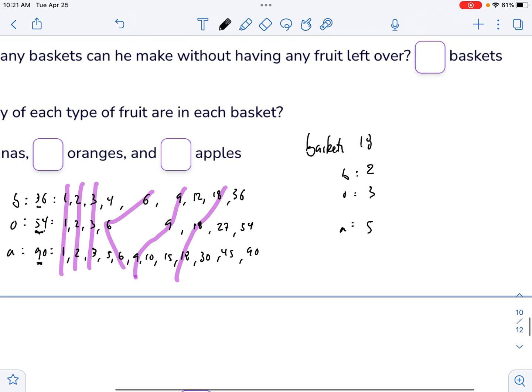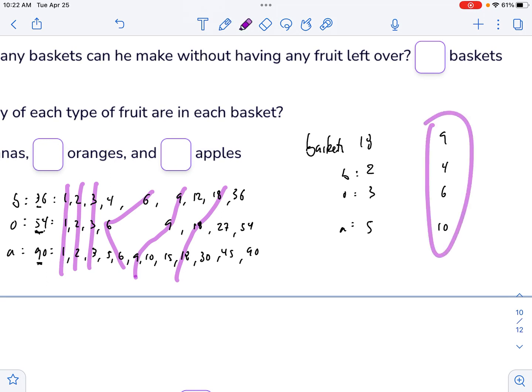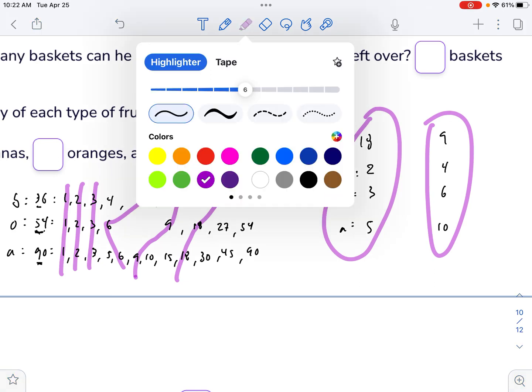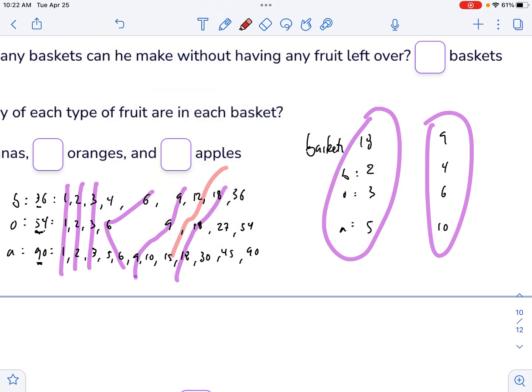And I think my answer key says 9 baskets. So if we did 9 baskets, we're going to have more. We're going to pretty much have double everything. So that'd be 4 bananas, 6 oranges, and 10 apples. So that's where the answer key gets it. But if we want to make the most baskets possible, we can make 18, as we found here.